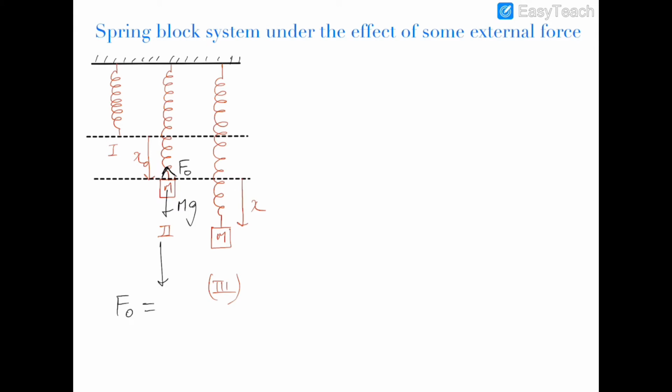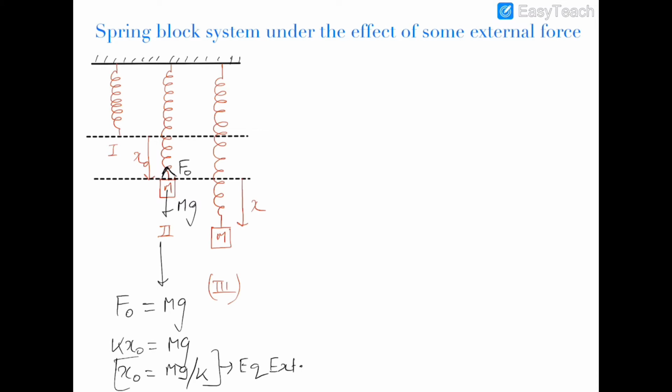So F naught is equal to mg, and F naught is k x naught, that is equal to mg. So x naught is equal to mg by k. So this is the equilibrium extension of the spring.